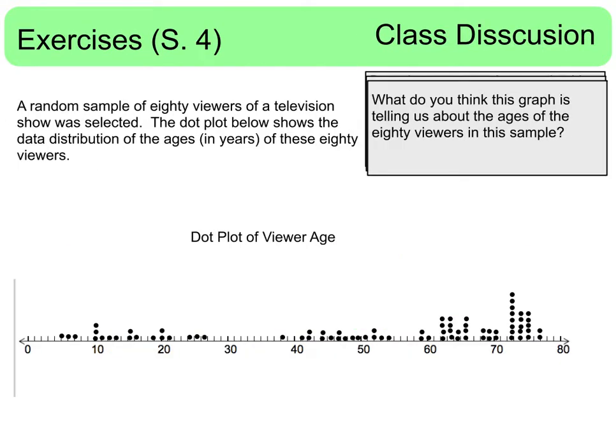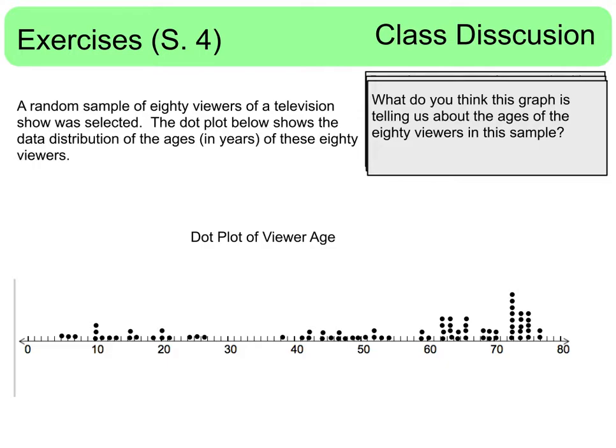In this dot plot, in exercise 4, it gives us a random sample of 80 viewers of a television show that was selected. The dot plot below shows the data distribution of the ages in years of these 80 viewers. So we have 80 dots throughout the piece, and we look at where the distribution occurs in this design. So what do you think this graph is telling us about the ages of the 80 viewers in this particular sample? We might look at it and think about a television show that was selected.